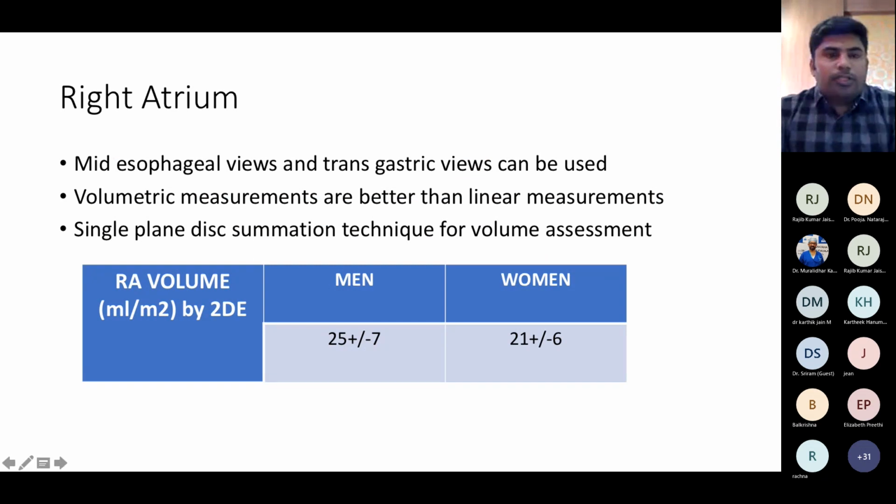Similar to the left atrium, the right atrium can be quantified from the mediastinal views and transgastric views. So linear methods are not useful anymore. Volumetric measurements are always better. Since the orthogonal plane of the right atrium is not possible to achieve, a single plane disc summation technique is advised for calculating the volume of the right atrium. The normal value for right atrial volume is 25 in male and 21 in female.